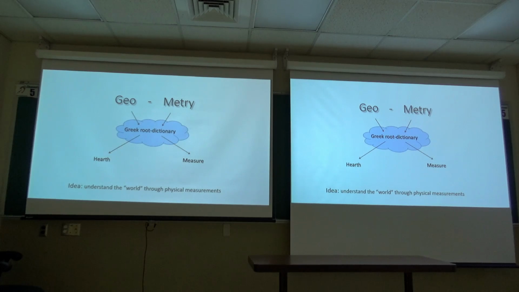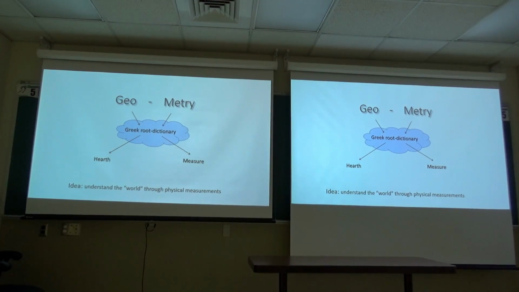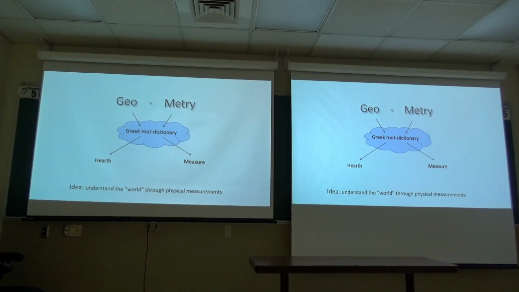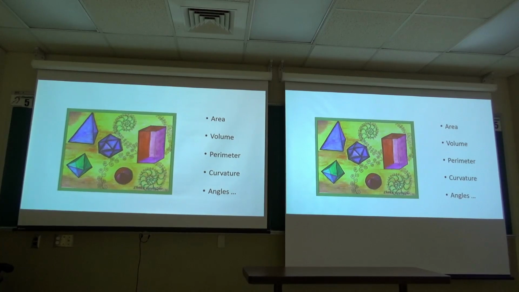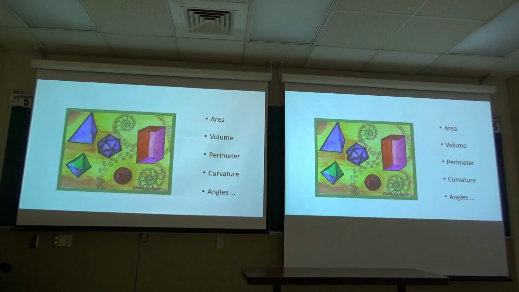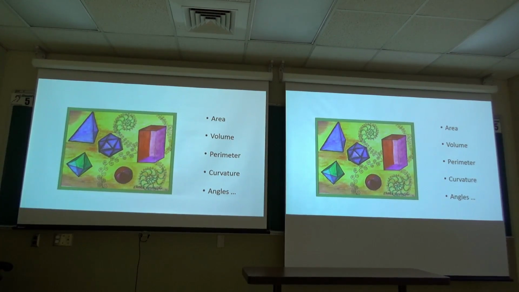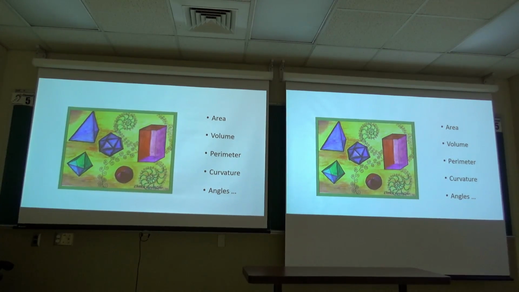So hopefully many people have heard about geometry. If you look in the dictionary, at the Greek roots of geometry, you will see that it's earth and measure. The idea is that you're using measurements to understand the world. You do it through measurements like area, volume, perimeter, curvature, and angles. And you can, of course, create more sophisticated measures if the objects you want to measure are more complicated. But again, the main idea is to understand the physical world and even the scientific world through measurements.